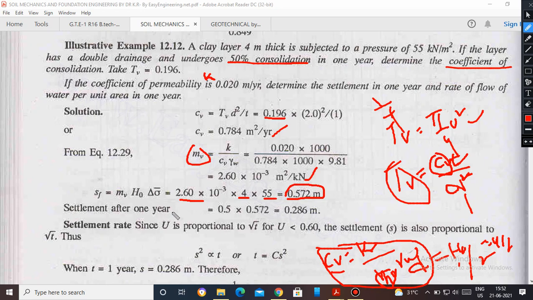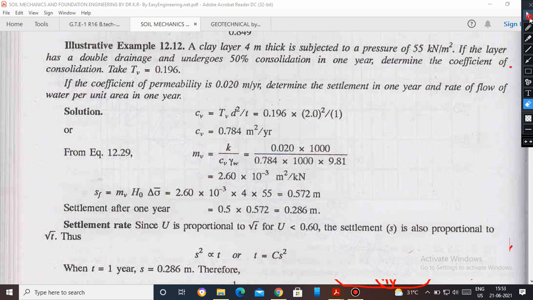Next, coming to the settlement after 1 year for 50% degree of consolidation, this is the final settlement. Here it happened for 1 year at 50% degree of consolidation, and the settlement after 1 year will be equal to 0.50 into 0.572, which gives 0.286 meter. This is the settlement of the soil mass after 1 year, happening in this present soil mass.